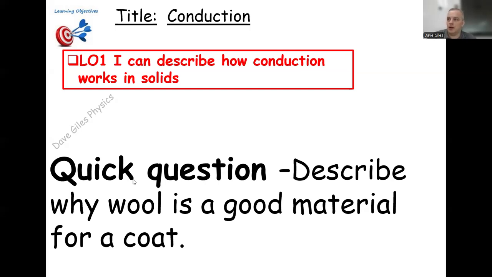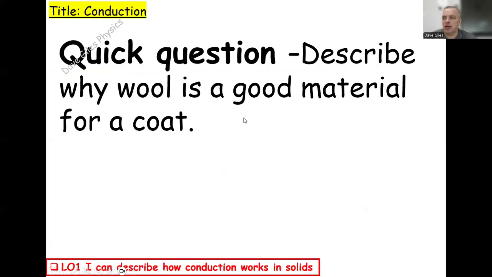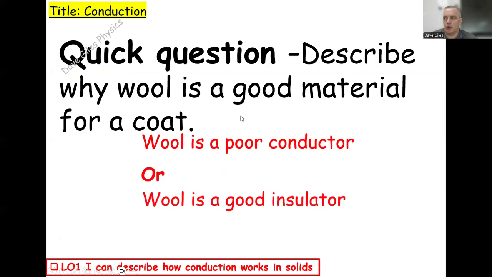So, a little question to start. Describe why wool is a good material for a coat. Two ways you could potentially answer that: wool is a poor conductor, or wool is a good insulator. Now, to improve the answer, I might add the word thermal, just to be clear we're not talking about electrical. So wool is a poor thermal conductor, or wool is a good thermal insulator.